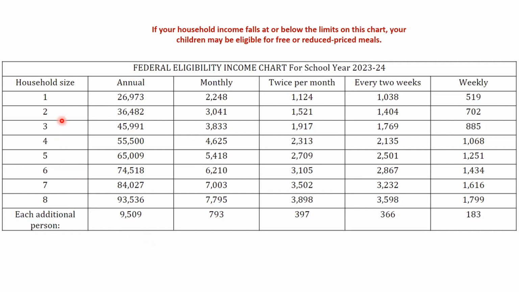Always make sure that, whenever you're applying based on income, you enter all household members, because it might make a difference. It's calculated as how many people are in the home versus how much income is in the home. If you don't put everybody on the application, it could make a difference whether you qualify for the meal benefit or not.